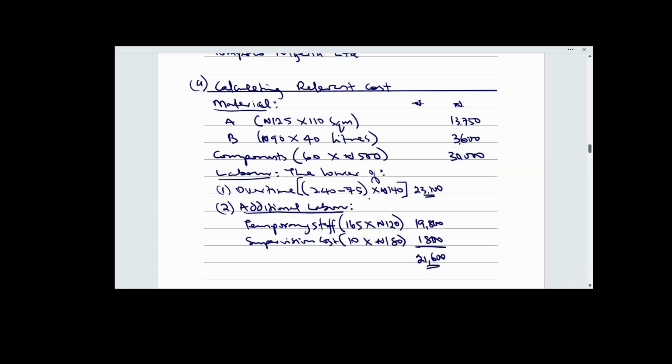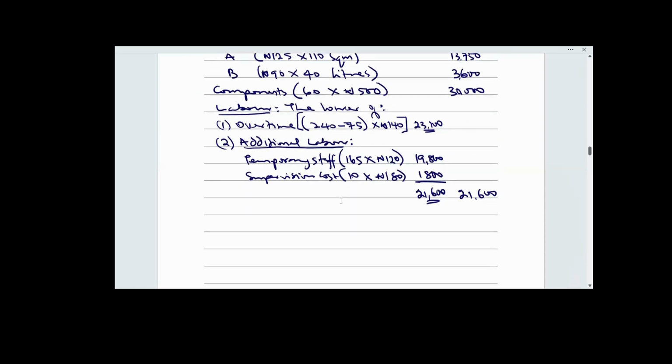So you are supposed to select the lower of the overtime of 23,100 and 21,600. You can see that 21,600 is lower, isn't it? So you then say here will be 21,600. So you don't have anything to do with option 1 again because that one is higher. Is it clear? Yeah. So let's go and state our assumption.